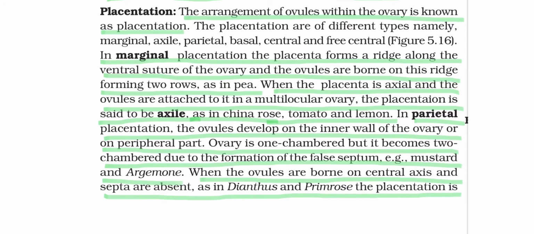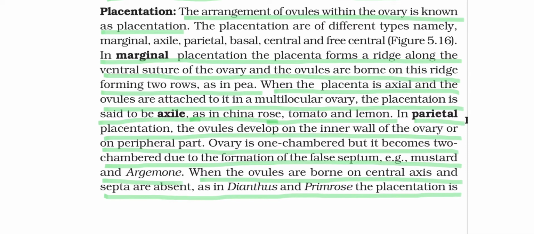Another important topic is regarding placentation. The arrangement of ovules within the ovary is known as placentation. How the ovules are arranged, we will see with different types of placentations. The placentations are of these types: first marginal, second axile, third parietal, fourth basal, fifth central, and lastly free central. They are shown in the diagram. In the next slide you are going to see the diagrams, but let us discuss their description.